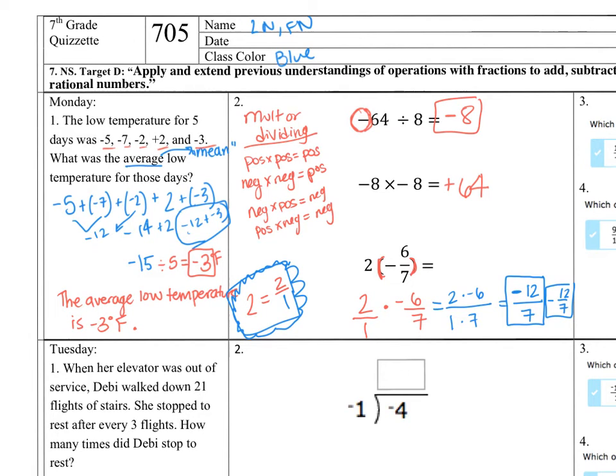You can also rewrite it like this: 12 over -7. Those are all equivalent. What matters is that there's only one negative. So it doesn't matter if it's next to the fraction, if it's next to 12, or if it's next to 7. What matters is that there's just one negative in each of those. So those are all equivalent fractions.